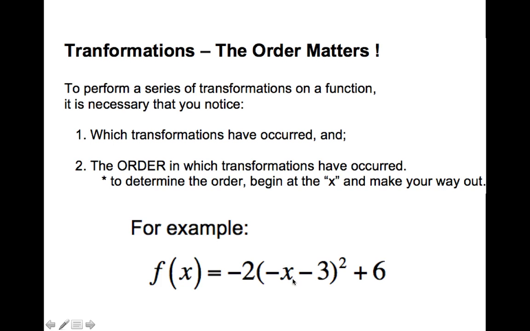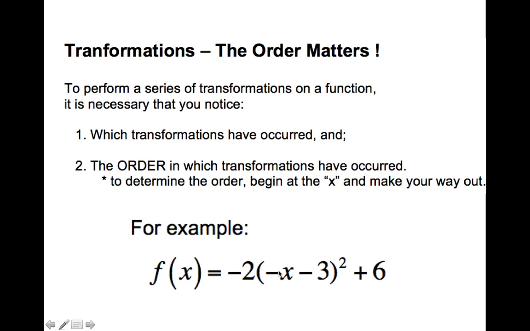So begin here, and we're going to pretend that we began just with x squared and do the transformations in order. So this has occurred first. This is the reflection across the y-axis, and then this occurred next, which is a horizontal translation, and then this occurred next, which is two things, the reflection and the stretch, and then this occurred last because it's out here. So that's the order you would do that in. It's kind of like working your way backwards from the center.